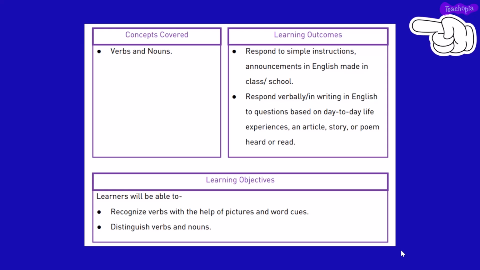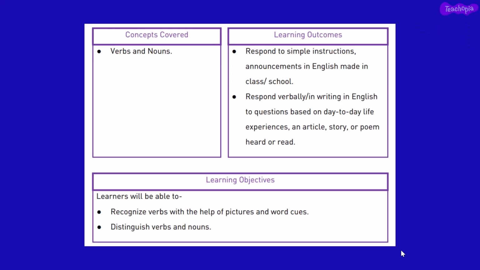The outcome expected for this learning sheet is for learners to be able to respond to simple instructions and announcements in English made in class and school. They will be able to respond verbally and in writing in English to questions based on day-to-day life experiences, an article, story, or poem read or heard.